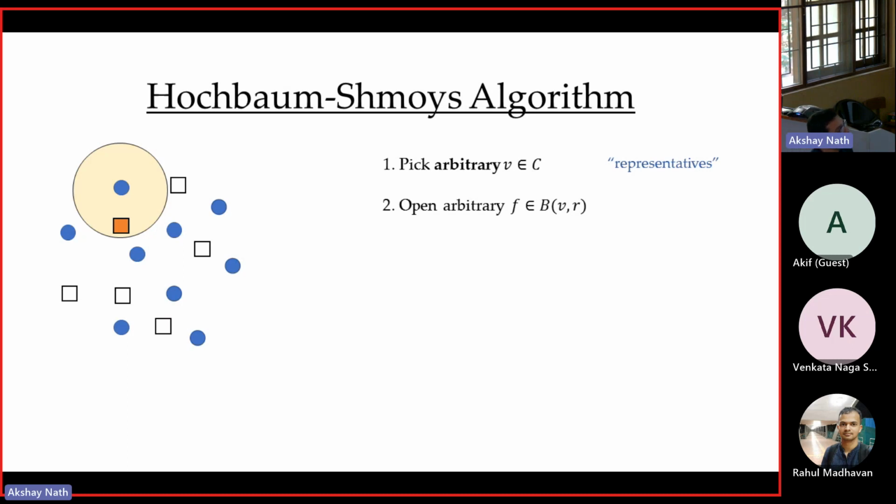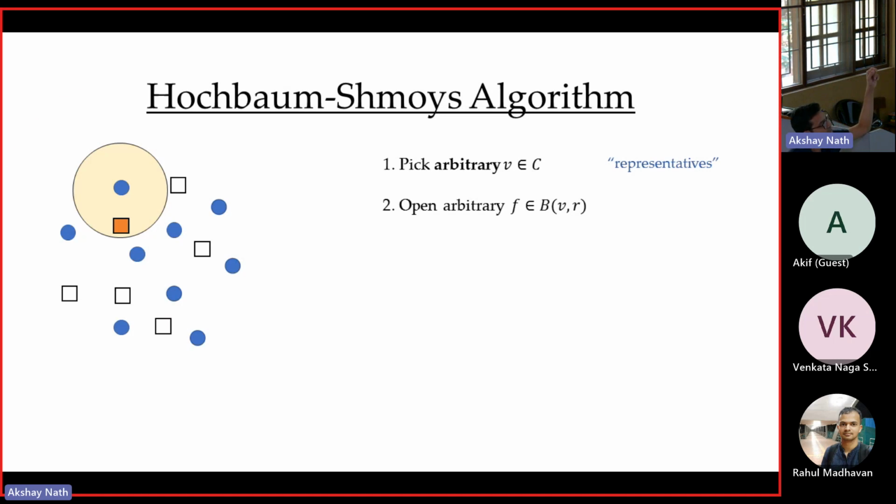Now it opens a facility in a ball of radius R around this client. Why do I know such a facility exists? Well, if there is no such facility, then R star is bigger than R, so I'll be in part B. And it just opens it. So that's one open center.